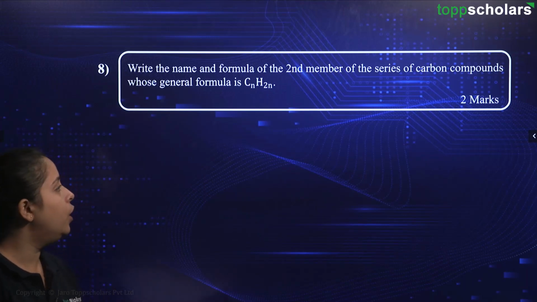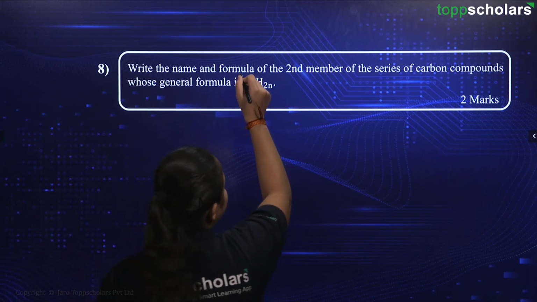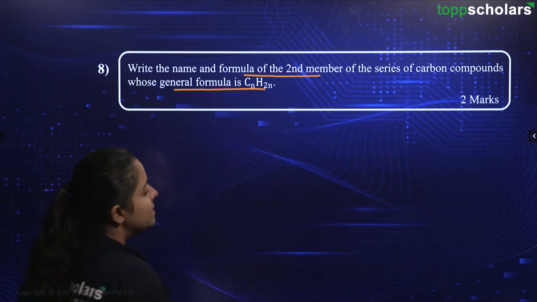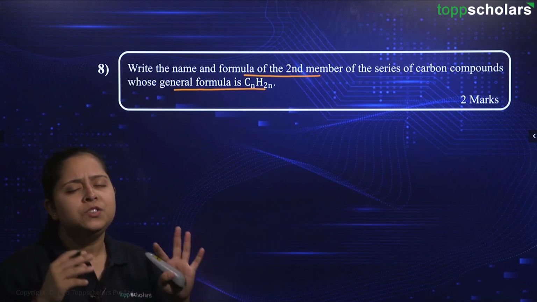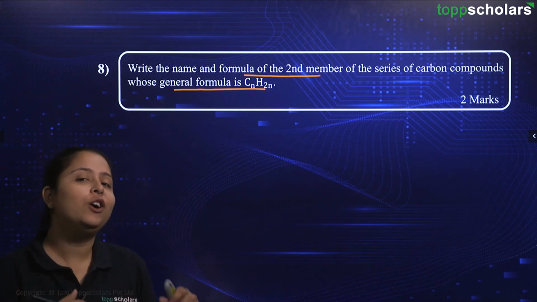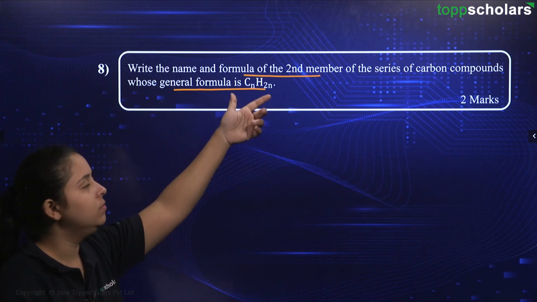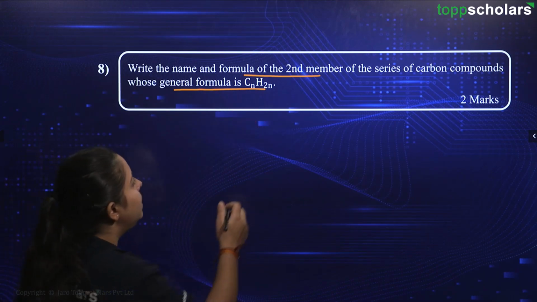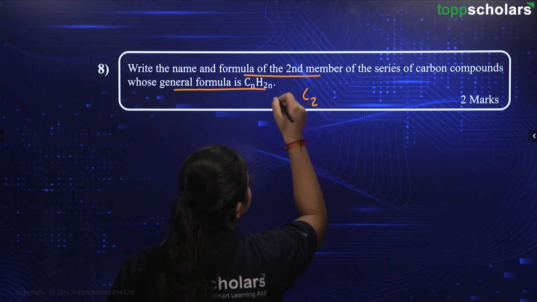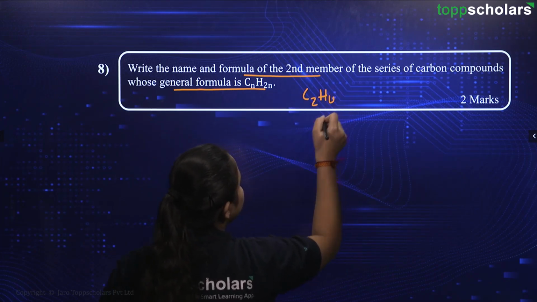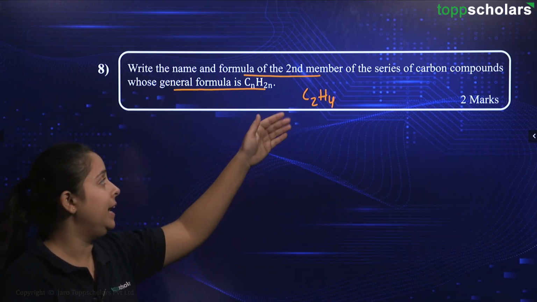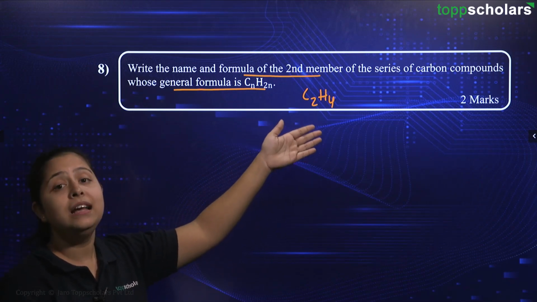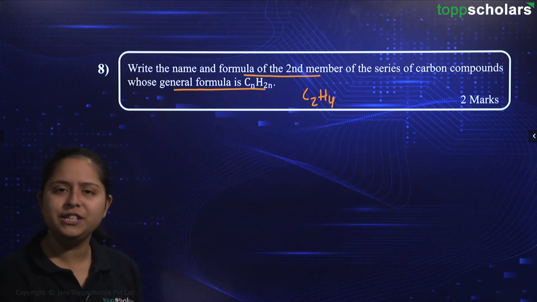Here is the question for 2 marks again. It says, write the name and formula of the second member of the series of carbon compounds whose general formula is CnH2n. Now, try to remember what we have just talked about in the beginning of this session and tell me what is the name of this compound which has the general formula of CnH2n. Say for example, I have n as 2, then 2 times 2 will be 4, right? So this molecule C2H4 is an alkane, alkene or alkyne. Yes, you will very easily confirm that this compound is an alkene. Why? Because of this general representation, right?